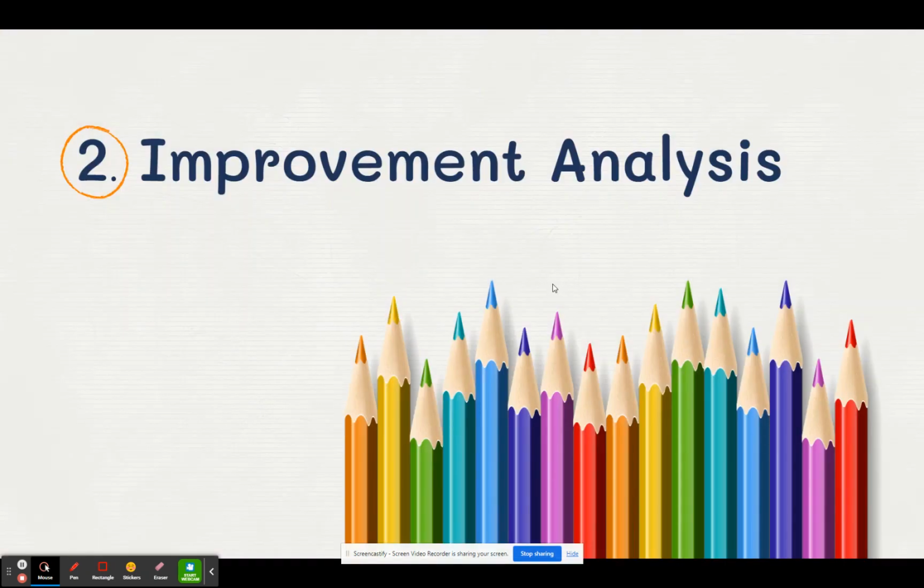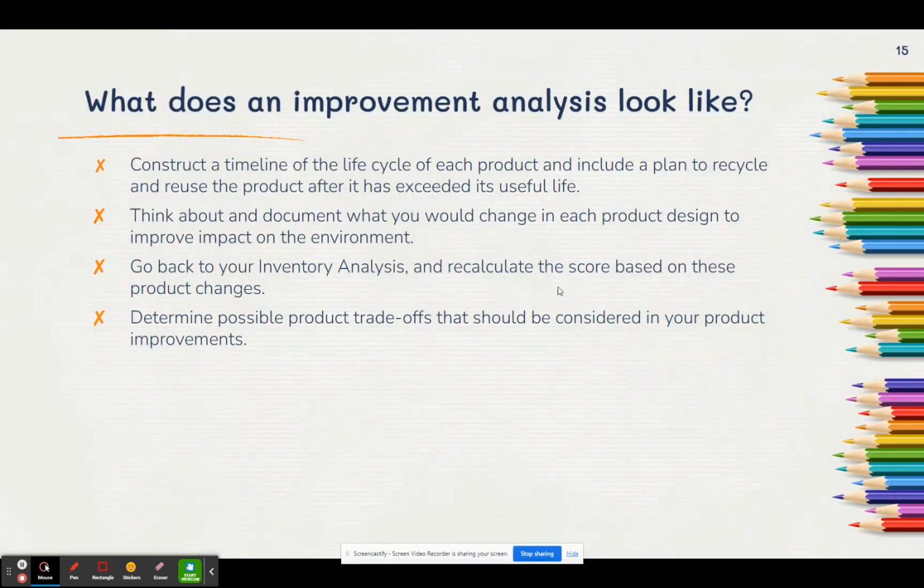Then we move on to the improvement analysis. Okay, now this is using your template, but it's completed outside of it. So the first thing we have to do is construct a timeline of the life cycle of each product. So we have to include a plan to recycle it and reuse the product after it's exceeded its useful life. So that starts with step 1, raw materials, to manufacturing. It kind of follows that graphic that we saw on the previous slide.